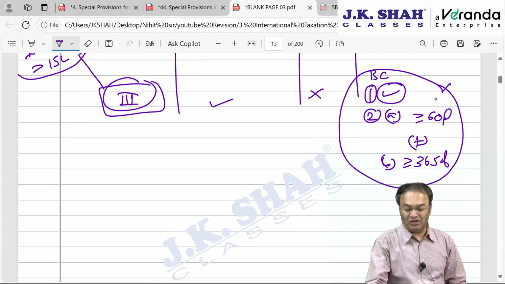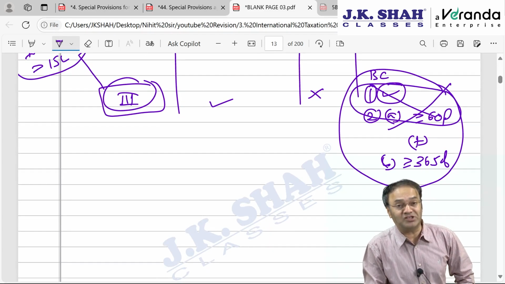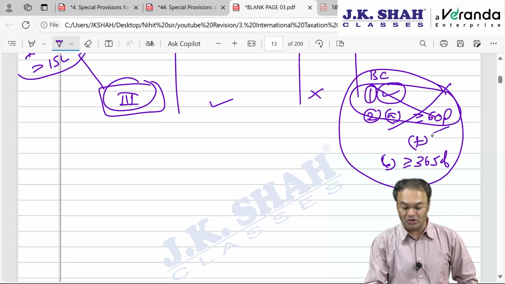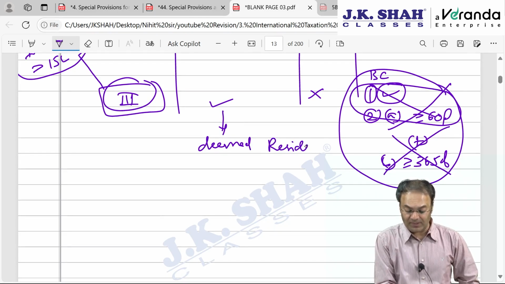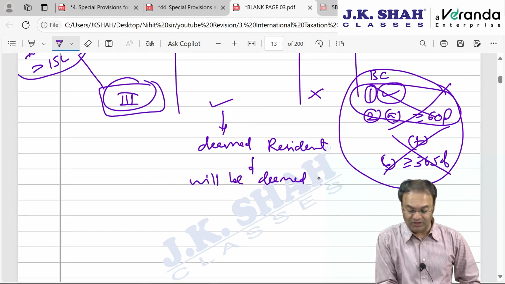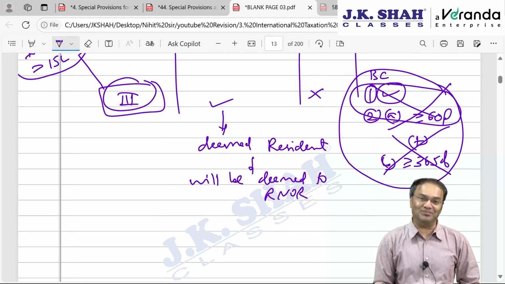Nothing doing. The number of days of presence in the current year is not to be seen. Even if he does not come to India for a single day, even if he is present in India for 0 days, the basic conditions are not to be checked, and he will be deemed to be RNOR. Not only deemed resident, such a deemed resident will be deemed to be RNOR, and all the provisions of the Act for RNOR will be applicable to him.